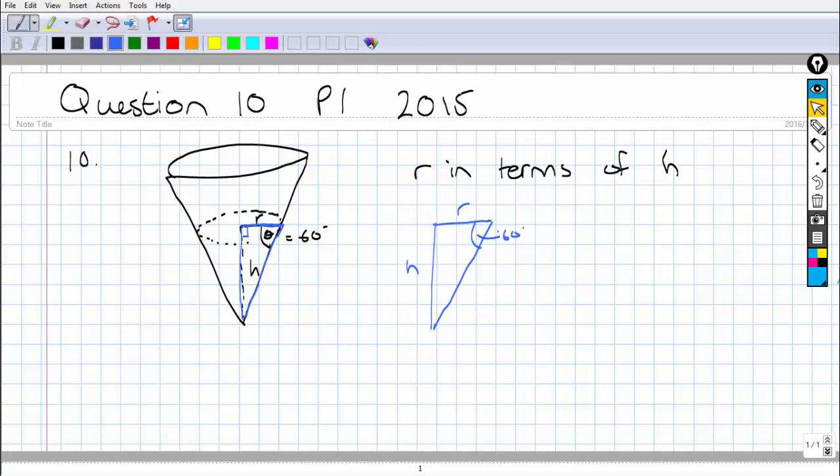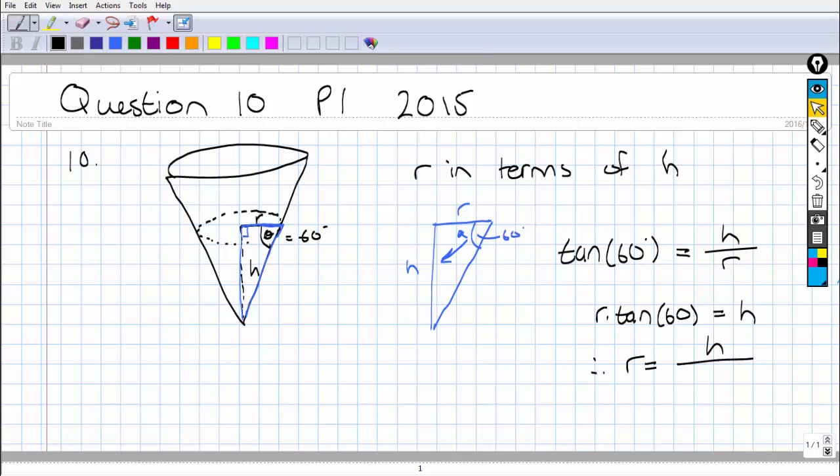So what do we need? Here, that's our opposite. That's our adjacent. So what we say is tan of theta, which is 60 degrees, is equal to the opposite side, h, divided by the adjacent side, which is r. They want r as the subject of the formula, so we multiply everything by r, and we get r times tan 60 equals h, and then divide everything by tan 60, and we get r equals h divided by tan of 60 degrees.